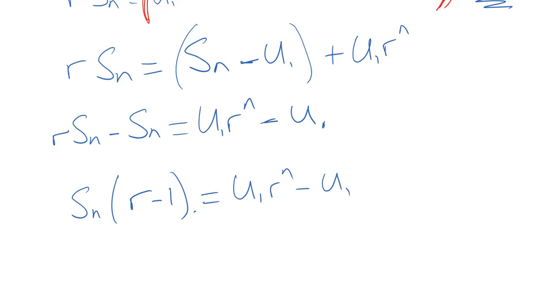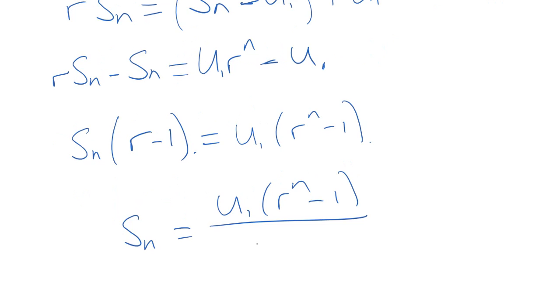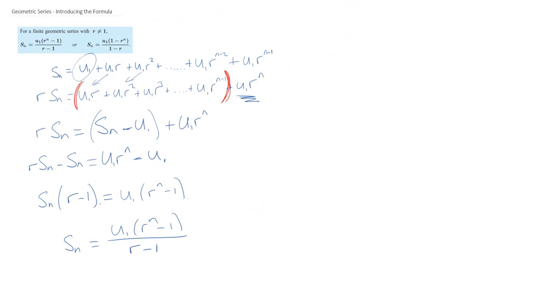In fact, you know what? I could even take a factor of u1 out of that right-hand side. Let's do that now. So we're going to have u1, open bracket, r to the n minus 1. Finally, I'm going to divide through by r minus 1 to get S of n equals u1 times r to the n minus 1, all over r minus 1. And that is one of our original formulas, all right?